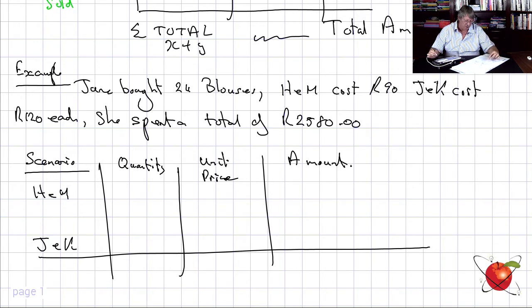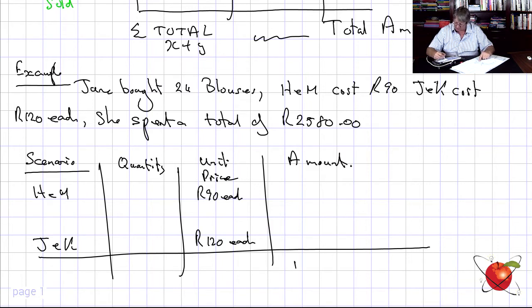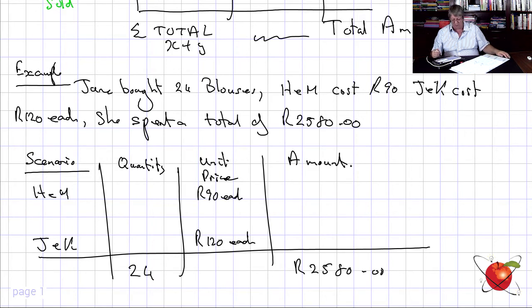We were told that the H&M had a cost of 90 Rand each. The other one was 120 each. And we were told the total amount paid was 2580 units. And we were also told that she bought 24 of those. Now let's fill in the block.